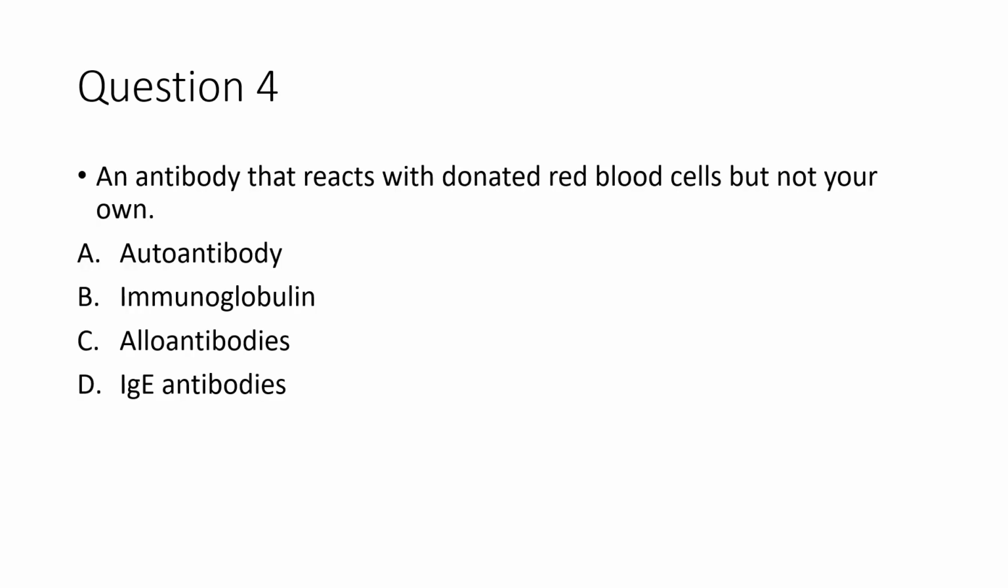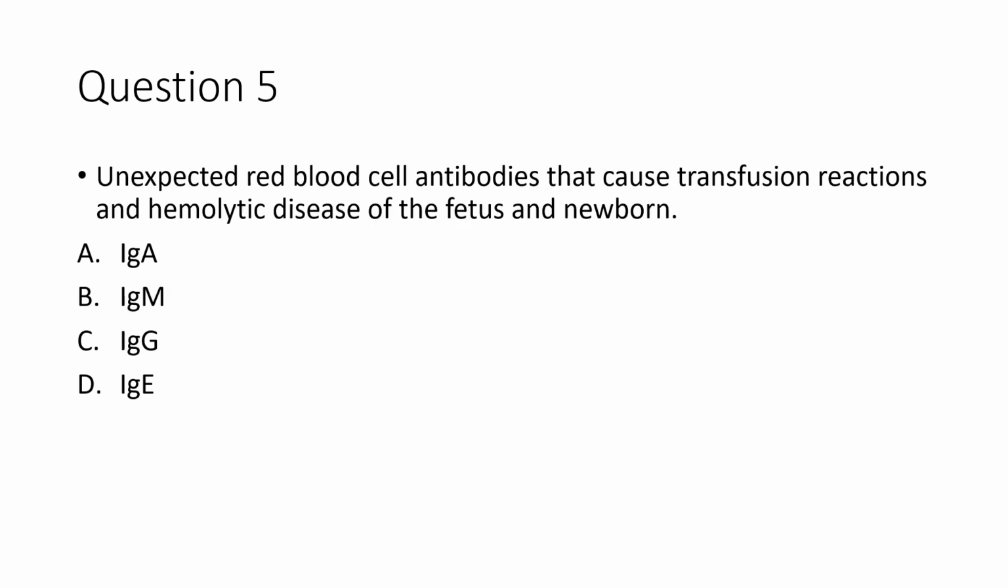Question 4. An antibody that reacts with donated red blood cells but not your own is called what? A, autoantibody, B, immunoglobulin, C, alloantibodies, D, IgE antibodies. The answer is C, alloantibodies. Question 5. Unexpected red blood cell antibodies that cause transfusion reactions and hemolytic disease of the fetus and newborn are A, IgA, B, IgM, C, IgG, D, IgE. The answer is C, IgG antibodies.